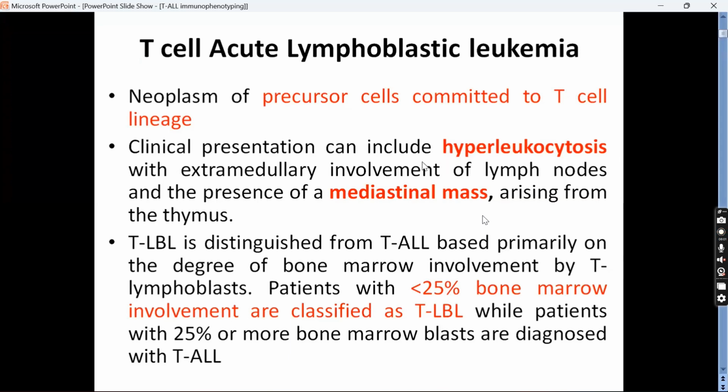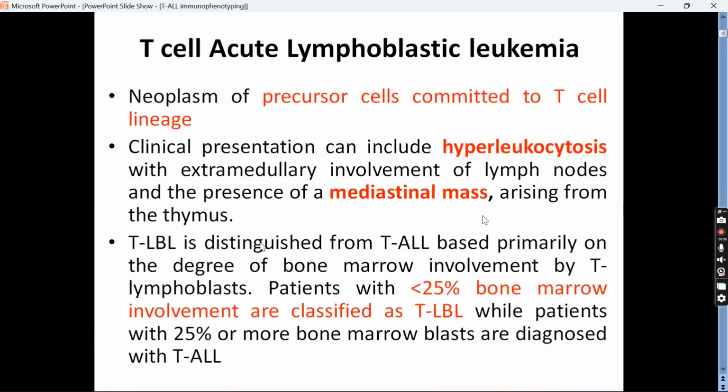So hyperleukocytosis, extramedullary involvement, and very importantly the mediastinal mass because of the enlarged thymus, and also lymph node enlargements, are the most common clinical presentation of T acute lymphoblastic leukemia. In contrast to B acute lymphoblastic leukemia, which presents more with B symptoms, weight loss, bone pains, and so on. When it involves extramedullary tissue, lymph node, thymus or a mediastinal mass, it is most likely called a lymphoblastic lymphoma.